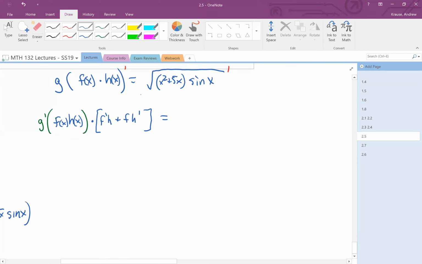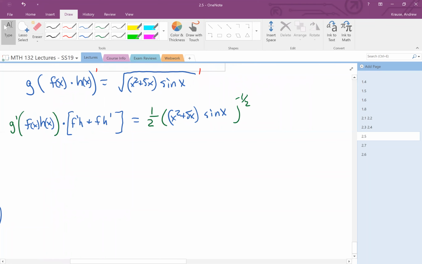So first of all, we're going to take the derivative of the outside there. So that's going to be 1/2 times the thing to the negative 1/2 power, because we're taking the derivative of that square root function. So we're going to leave x squared plus 5x times the sine of x on the inside. And now we need to multiply by the derivative of that product function. When we take the derivative of that product function, what are we going to need to do? We're going to need to use product rule.